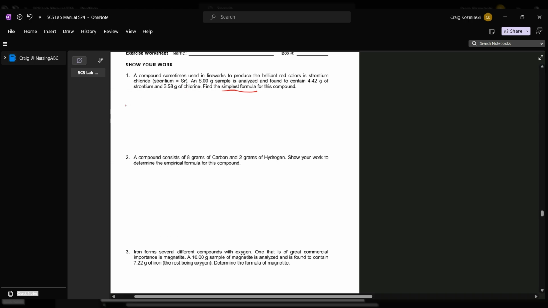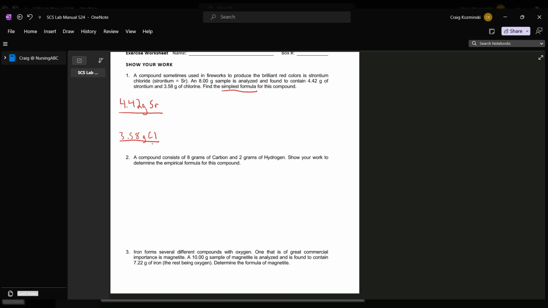Find the simplest formula. So our first step is going to be to convert 4.42 grams of strontium, forgive me, let me make that a lowercase r, into moles of strontium. The way that we're going to do this is we're going to find the atomic mass of strontium on the periodic table. And we're also going to do this for 3.58 grams of chlorine. We're going to divide it by its atomic mass on the periodic table. And this is going to give us some number of moles of strontium and some number of moles of chloride.